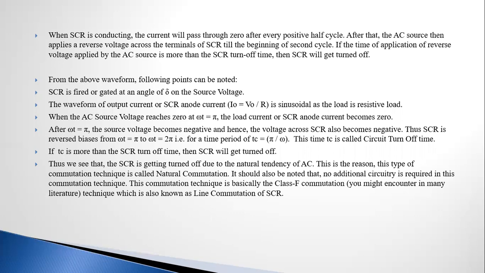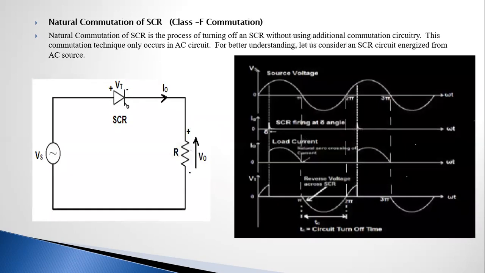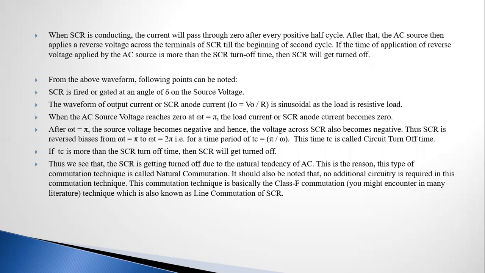From the above waveform, the following points are to be noted. First, the SCR is fired, or gate triggered, at an angle of delta on the source voltage. The waveform of output current, or SCR anode current, I0 equals V0 upon R, is sinusoidal as the load is a resistive load. In that circuit, we have connected a resistive load.